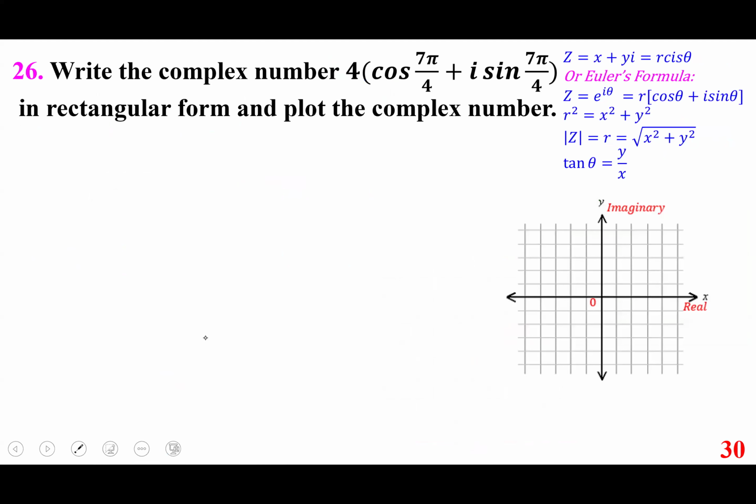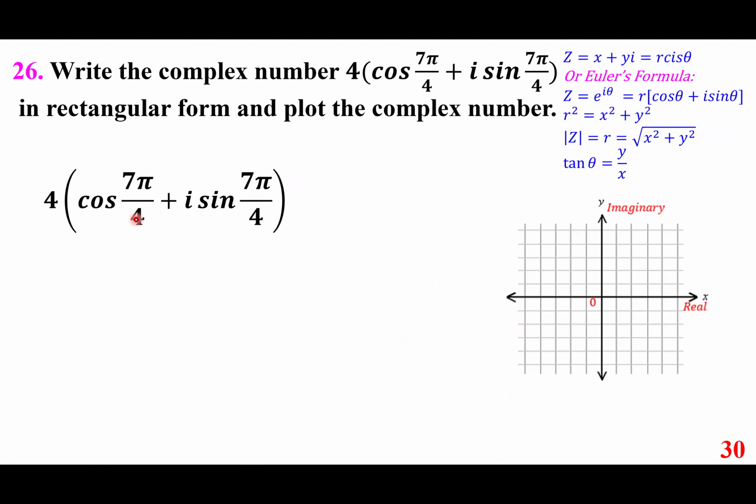We want to write the complex number in rectangular form and plot that. So first and foremost, 7 pi over 4. Remember, the reference angle is pi over 4. Cosine is positive in the fourth quadrant, and sine is negative. Both of them are square root of 2 over 2. This is positive square root of 2 over 2, this is negative. Drop the 2 and change this to 2. So 2 square root of 2 minus 2 square root of 2 i.